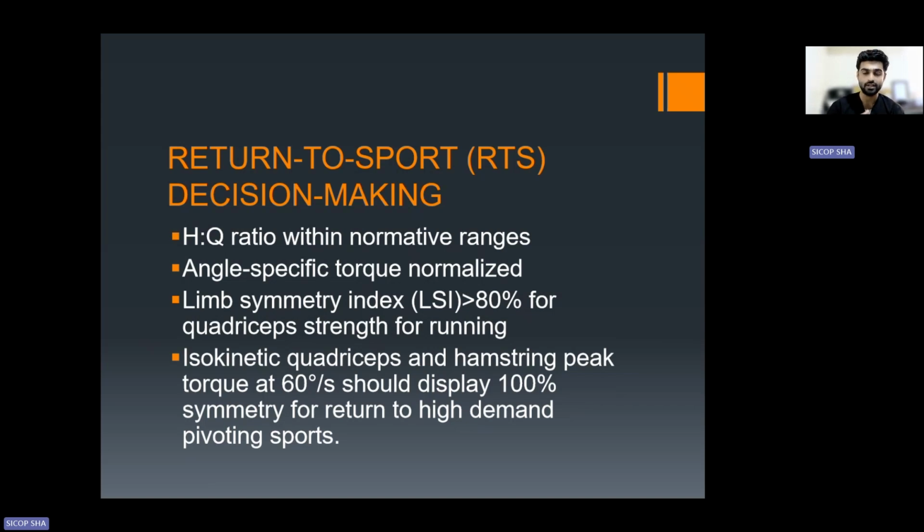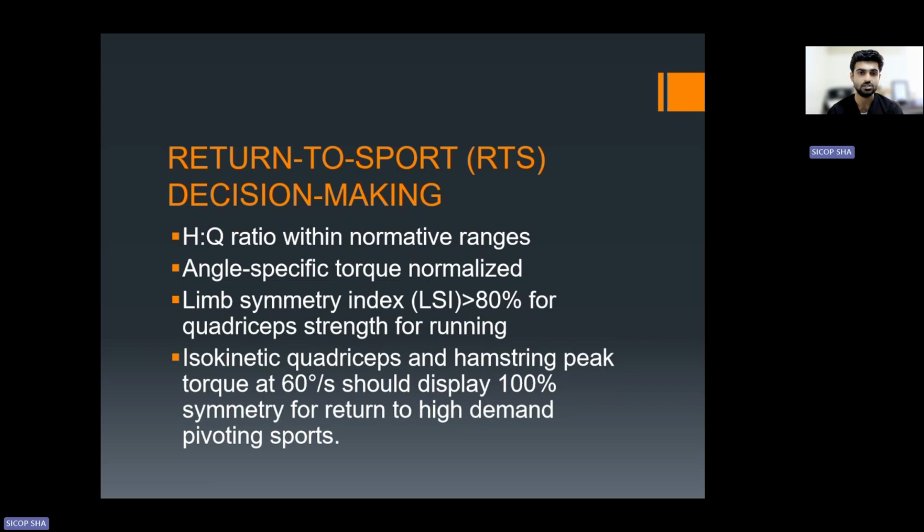First, we see the isometric testing at 60 degrees per second. So we should compare right versus left, or affected versus unaffected leg, peak torque at a specific angle, say 60 degrees of knee flexion. And we should see 90 to 95% symmetry of the quadriceps contraction for returning to sports. Now, the limb symmetry index should be greater than 80% for quadriceps strength for returning to running. As we already discussed, in the case of a sports person, return to running is very basic and the fundamental criteria should be achieved within 3 months.